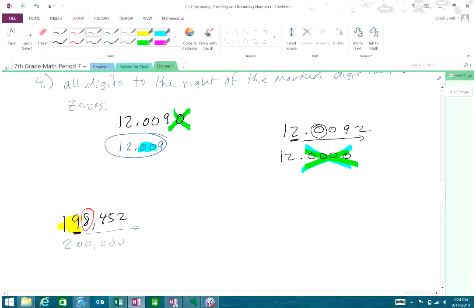Now, I have to keep those zeros. I can't mark those zeros out because if I mark those zeros out, then I have 2. And 2 and 200,000 are not the same number. Whereas 12.0000 and 12 are the same number. That's why I can mark them out on the other side. Okay? Any other questions before I move on?